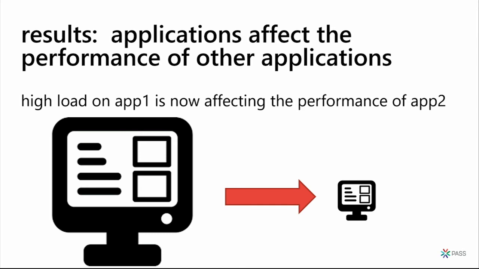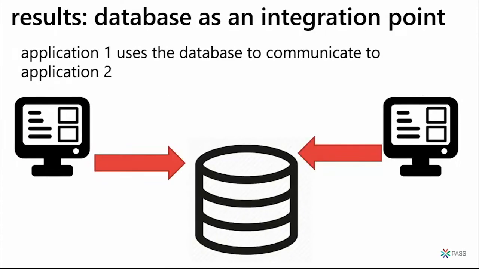And what you have to do when two applications use the same database is that when one gets popular, you tend to have to pay for the entire database to scale up. So if you need more memory, it's more memory for the entire database. If you need more CPU, it's more CPU for the entire database.